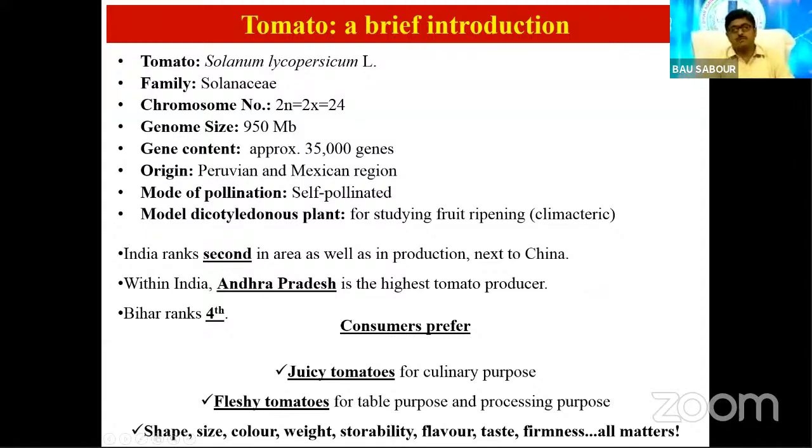So with this basic example on molecular breeding, I will go forward to give you a brief introduction about this crop, that is tomato, on which I am working. The scientific name is Solanum lycopersicum. It is a diploid species having 24 chromosomes, with a big genome size of 950 MB and approximately 35,000 genes, and it is a model dicotyledonous plant, basically for studying fruit ripening related traits. It's a self-pollinated crop, so all the breeding methodologies that are adopted for self-pollinated crops are applicable for this crop also. And India is a good producer of tomato next to China. Within India, Andhra Pradesh is the leading producer, and Bihar ranks fourth.